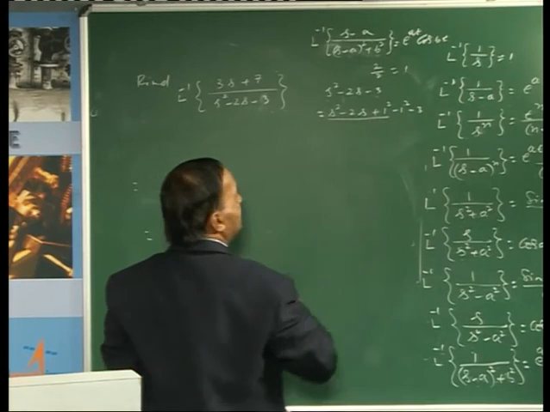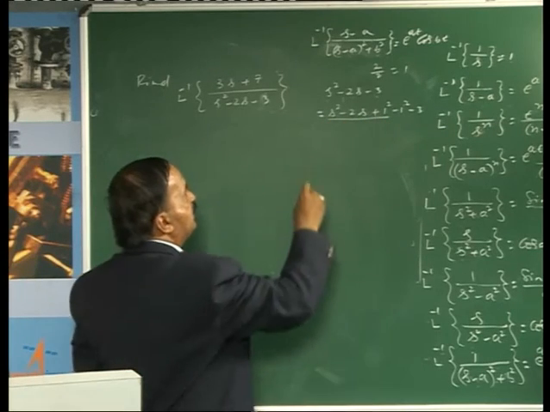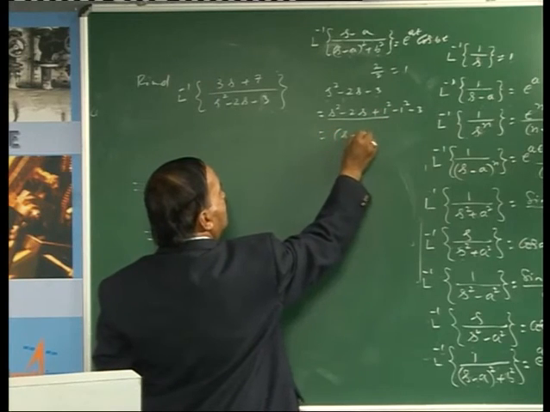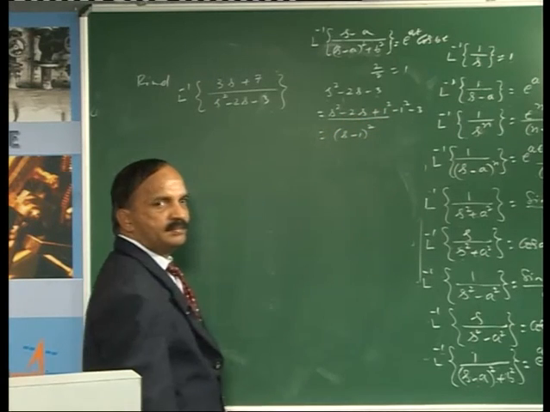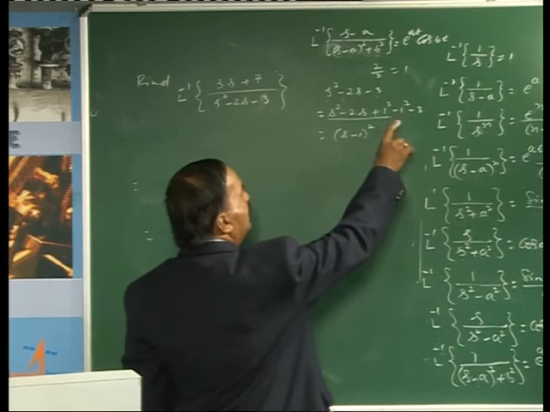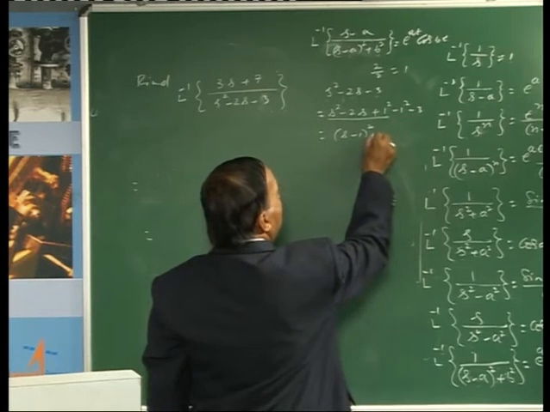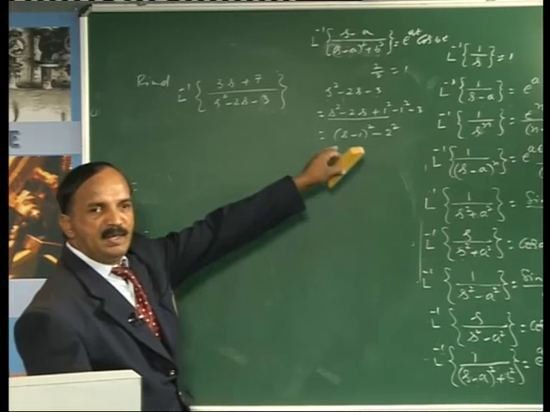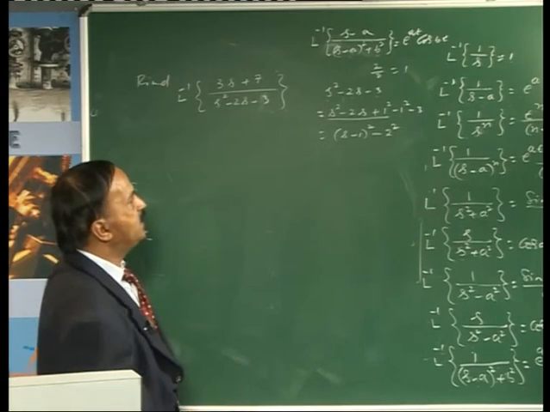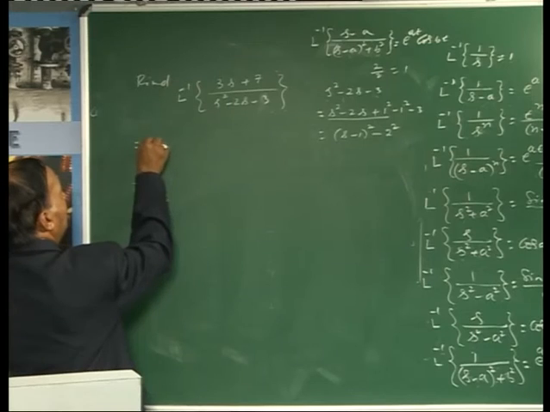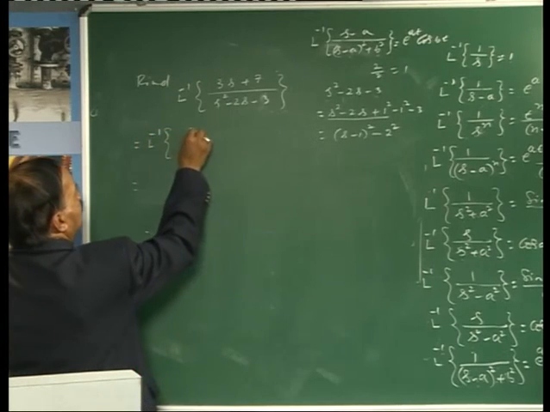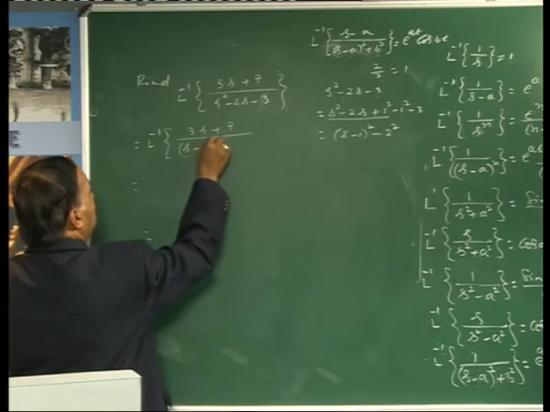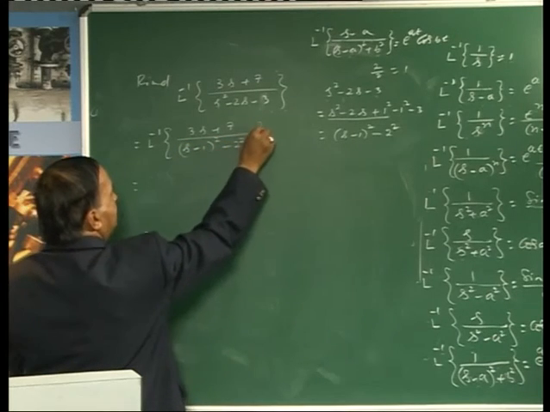From the first three terms, it is of the form a square minus 2ab plus b square, that is (s minus 1) whole square. Next, minus 3 minus 1 is minus 4, equal to minus 2 square. That is equal to L inverse of (3s plus 7) divided by (s minus 1) whole square minus 2 square.